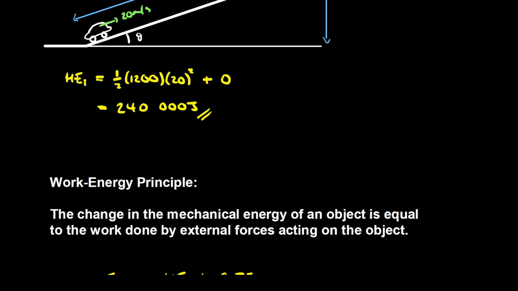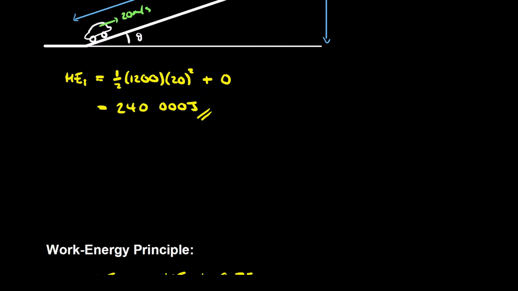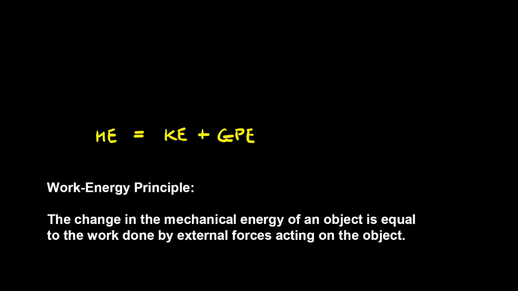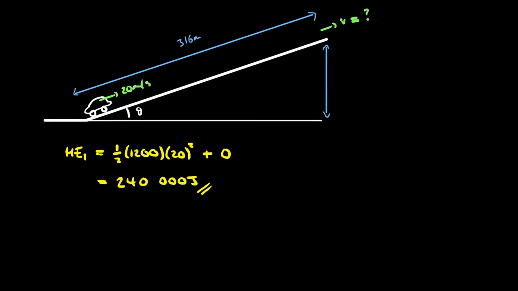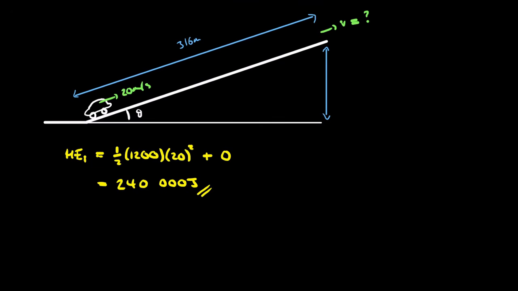Okay. All right, then what I'm going to do is the same thing, but at the top. Let's find the mechanical energy at the top. So again, I've got to have the summation of the kinetic energy. That's going to be a half times 1,200 times v squared, with the v we don't know. And this time plus the gravitational potential energy, which is mgh. So mass is 1,200, g is 10.